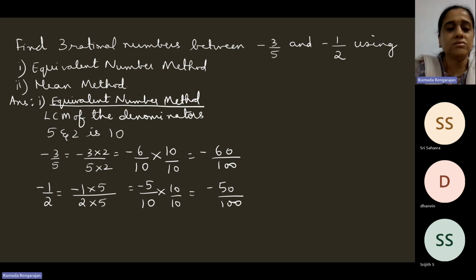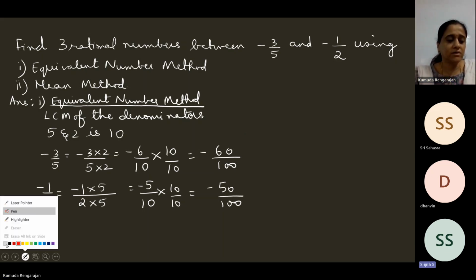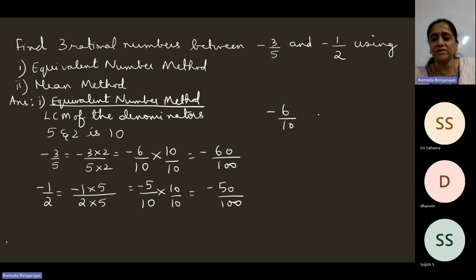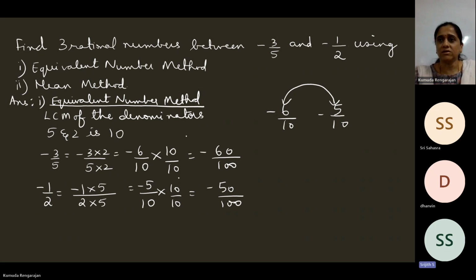One minute. So, under the equivalent number method, you will have to bring both the fractions to the same denominator using LCM. When you do that, you get minus 6 by 10 and minus 5 by 10. But there's no space between the numbers in the numerator, minus 5, minus 6. So you want to expand the space. So further you multiply the fractions by 10, 100, whatever. You just want to expand the space in the numerator.